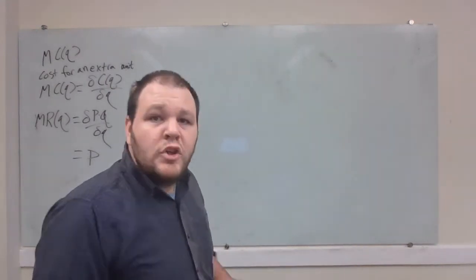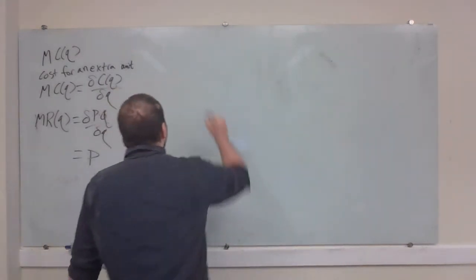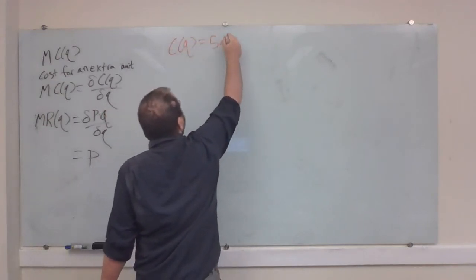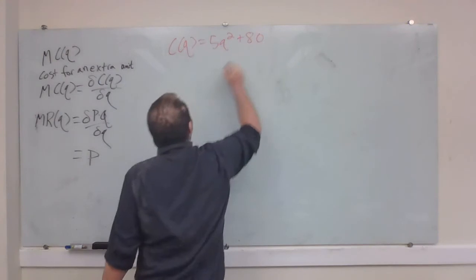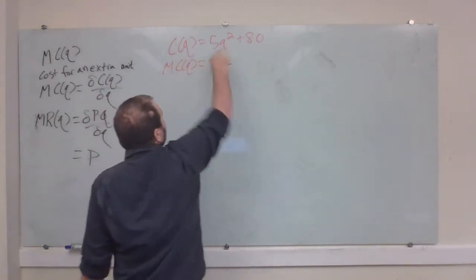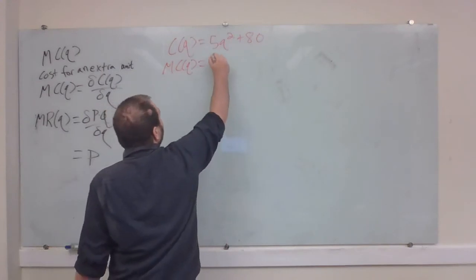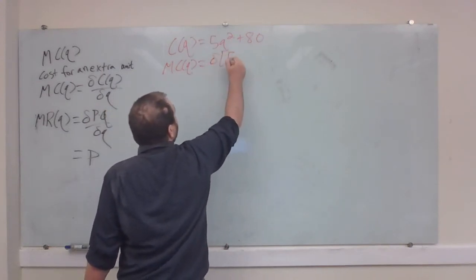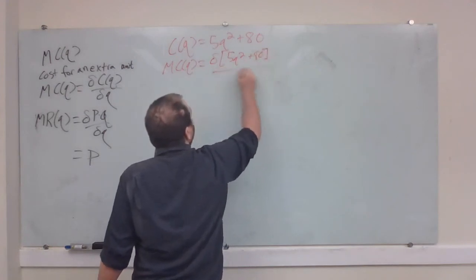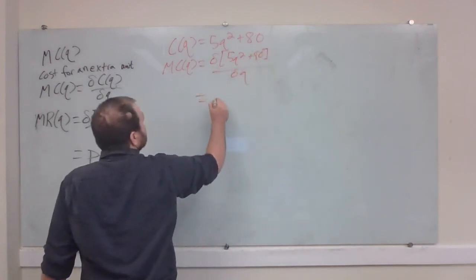Awesome. So in this case, when we have a cost equal to 5Q squared plus 80, we can calculate a marginal cost, which is just the derivative of this with respect to Q, right? Which is just going to be 10Q.